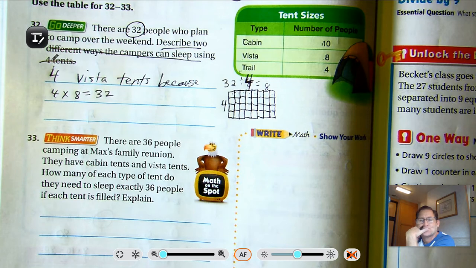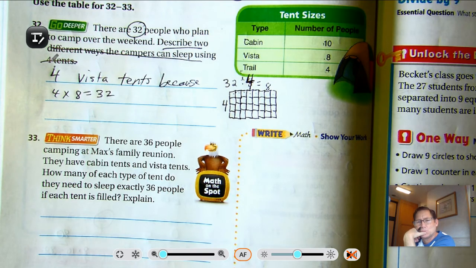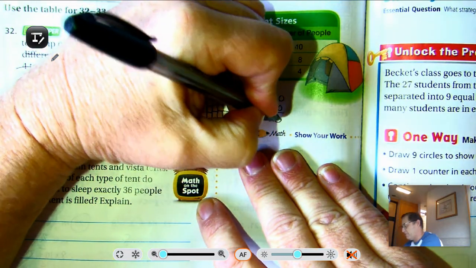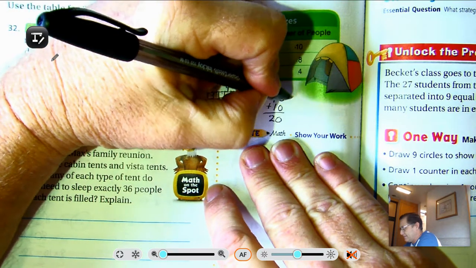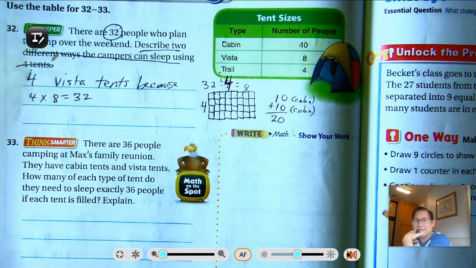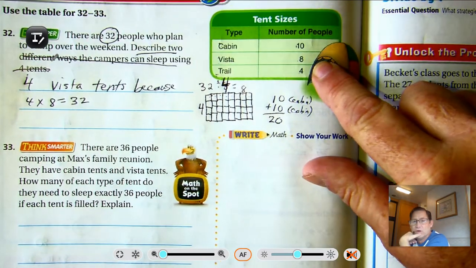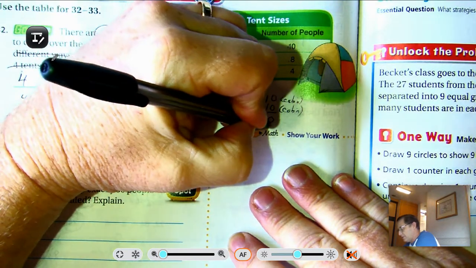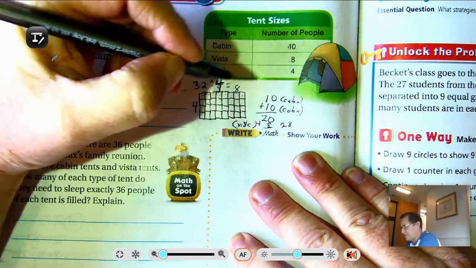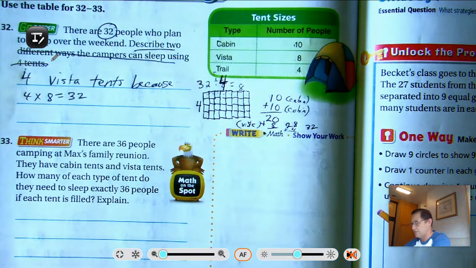Let's see. Got to get to 32. What if I did 10 plus 10? That would be 20 people, right? So that would be one cabin tent, a second cabin tent. That's 20. And now we would need 12 more. Oh, well, I see that 8 and 4 equals 12. So we could do 20 plus 8. Now we're at 28. And so that would be adding in a Vista tent. And we could add 4 more with the trail tent. That would be 32.